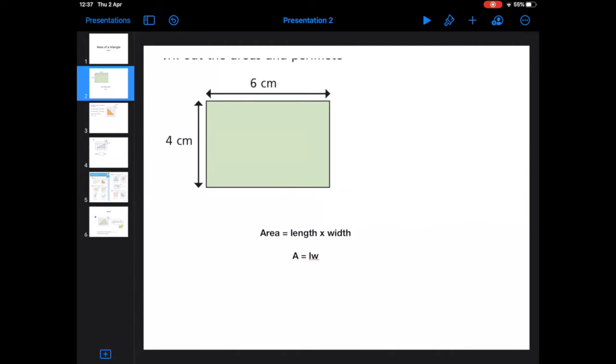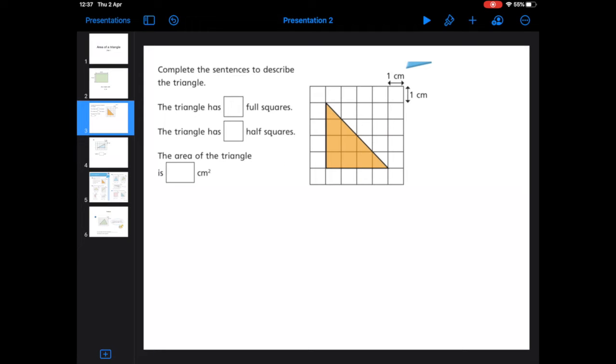Last time we looked at finding the area of a rectangle. The formula for that was area equals length times width. And when we are writing a formula, we do not use the times symbol because the times symbol looks like an X, which can get confusing. So we just simply put A equals LW. Simple as that. And in the last example, the length was 6 centimeters, the width was 4 centimeters, 6 times 4, and the area was 24 centimeters squared. Remember that, squared.